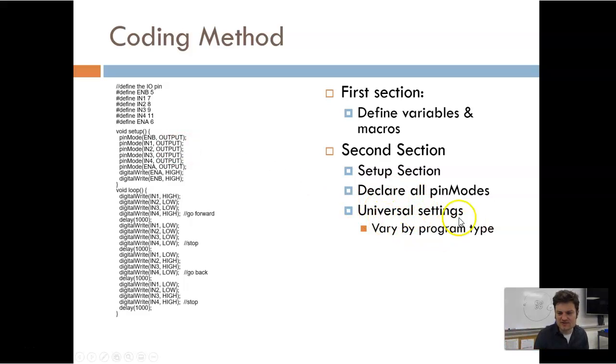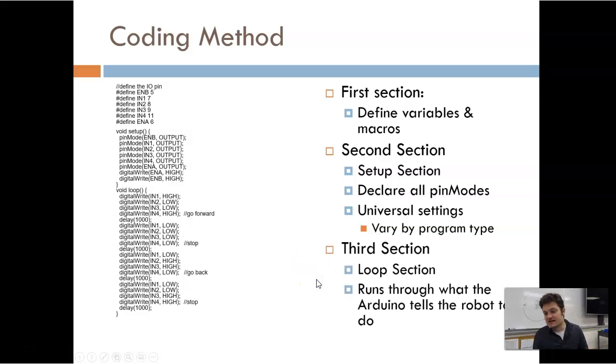And then sometimes there are some universal settings that are going to vary by program type. For the most part, I'll tell you what those are. For this program itself, you'll notice there's 2 of these, what they call digital writes. It's just setting ENA and ENB to high. What that's essentially doing is ENA and ENB are the speed controls for the left and the right side motors. And so this is just saying, hey, whenever we call out those motors, we're going to run them at full speed. That's all this is saying right here.